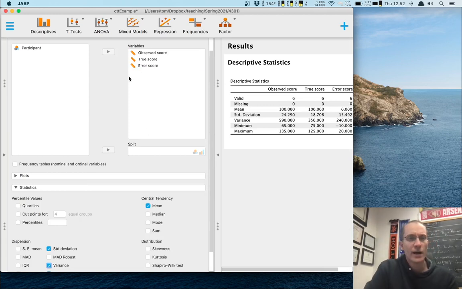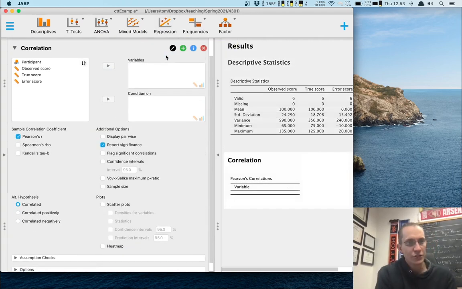Oh, here's one other thing you might want to look at. You might want to look at the correlation between some things. So I'm going to do that. I'm going to go to regression and click correlation. I'm going to check a couple of options here. I'm going to remove significance and display pairwise. It makes things a little easier to see.